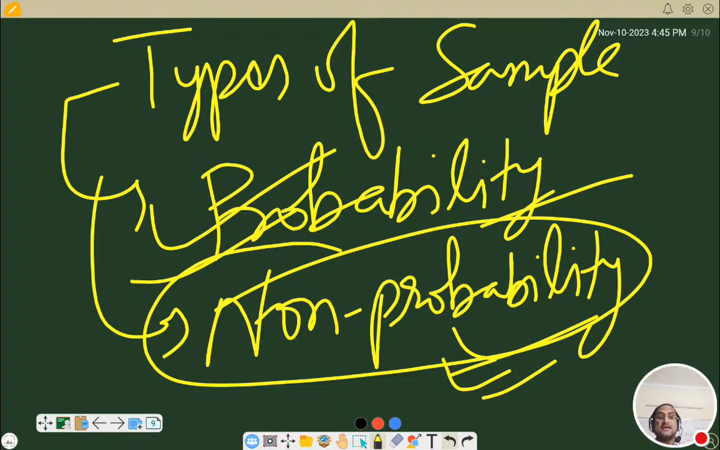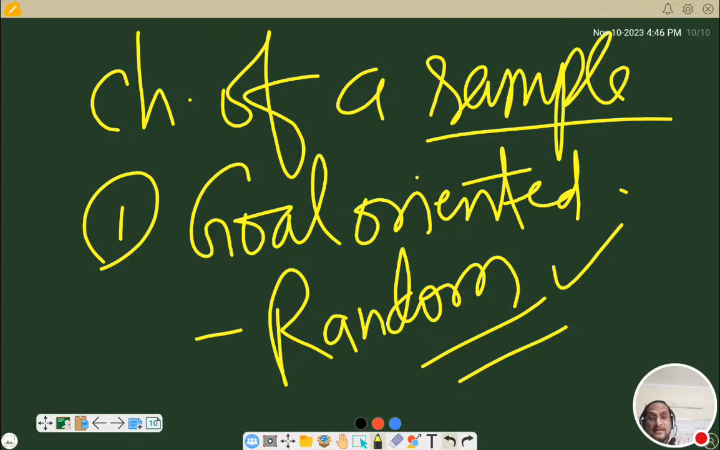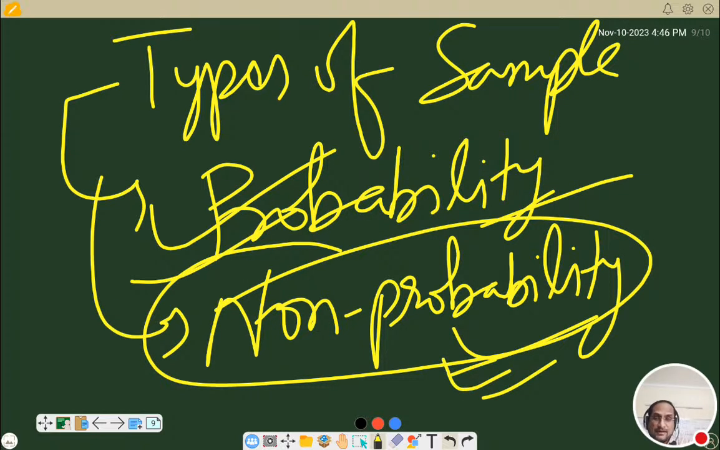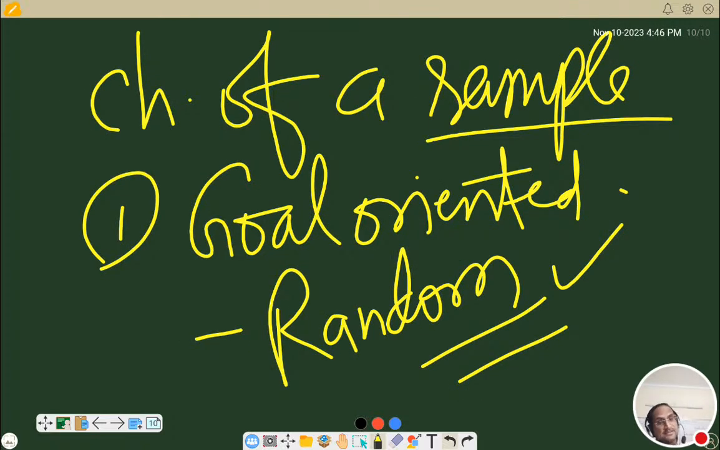And because of this, generalizable theory cannot be reached. We cannot generalize the findings which we get from the sample to the whole universe. And there it fails the criteria of psychology being called a science. That is why in most cases the researcher looks for probability sampling. There are different types of probability sampling, which we'll also see.